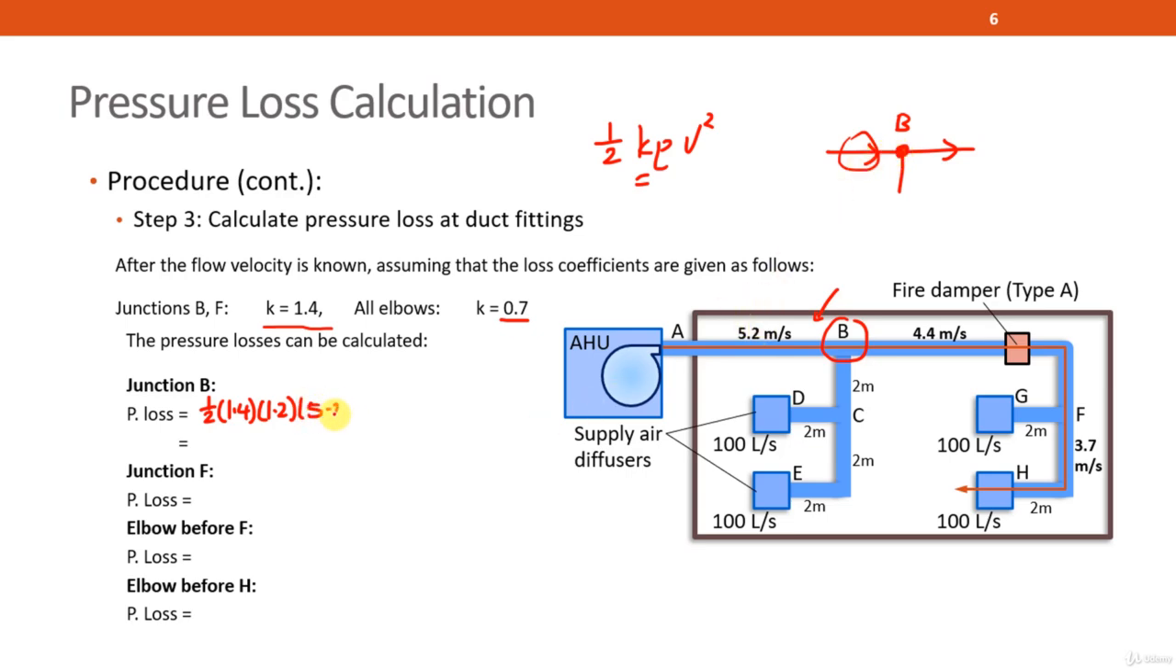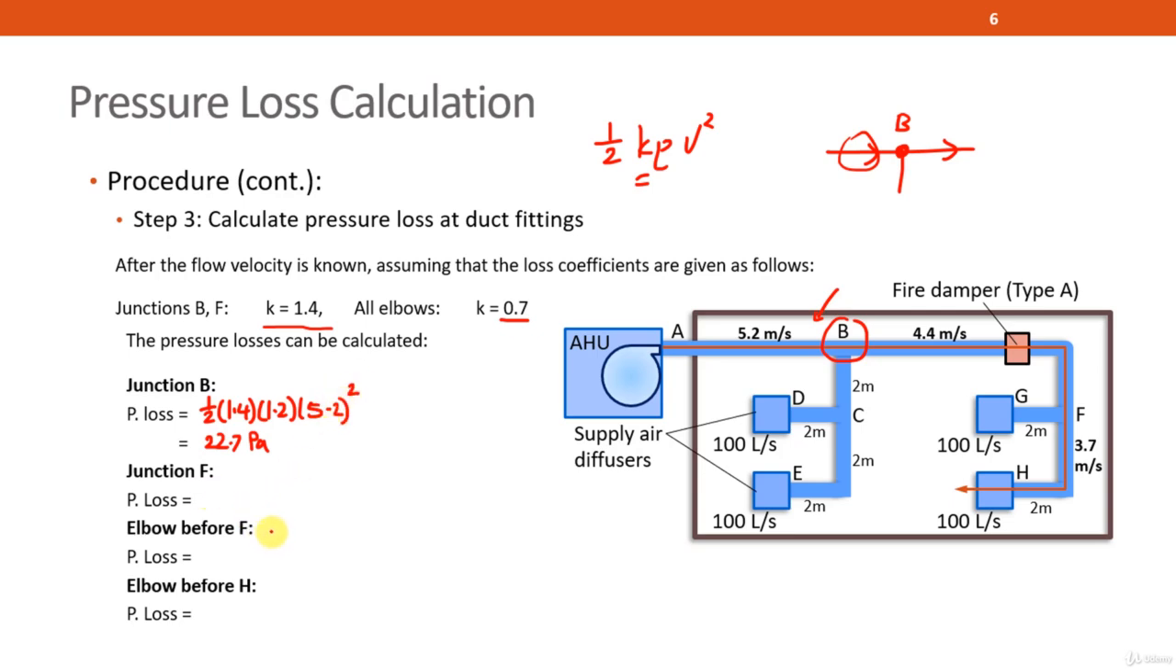So 5.2, you sub in here and don't forget to square it. And if you calculate this out, you will get 22.7 Pascal. So repeat the same for the rest. At junction F will be half K rho V squared. The velocity will become 4.4 instead of 5.2 now. And square it and you will get another value.